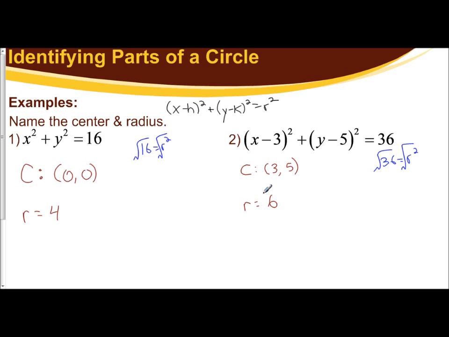And that's it. Once you get it in standard form for a circle, it's very easy to identify the center and the radius, and you're going to find out in future videos how easy it is to graph from that point.